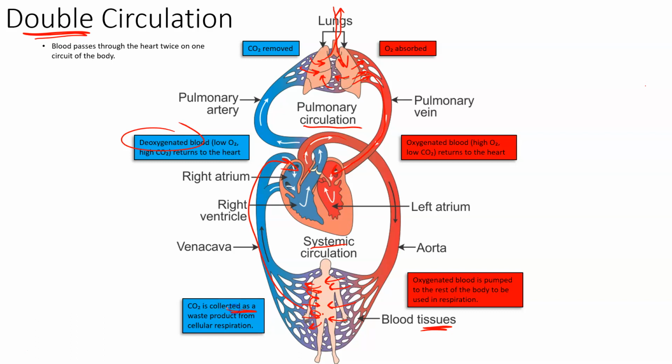CO2 is collected at this point. I didn't include that waste product from cell respiration. O2 comes in, CO2 goes out, and that deoxygenated blood has to return to the heart so that it can return to the lungs ultimately to exchange those gases.